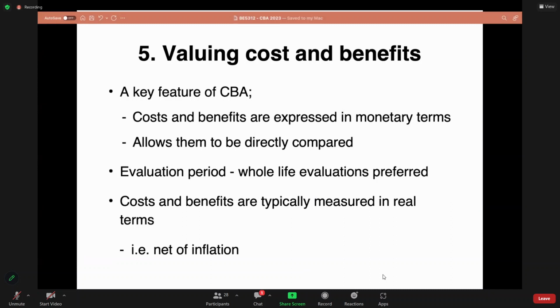So once you have predicted your impacts quantitatively, the next step would be to value those costs and benefits. Like you saw in the report, we have to assign a money value to each of our identified costs and benefits. So if it's a reduction in accidents, we have to assign it a monetary value.